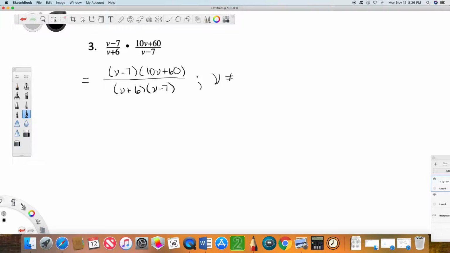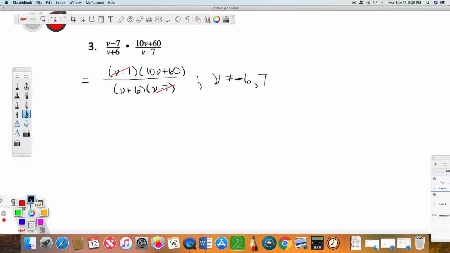and I can easily see what I want my restrictions to be. I know that a -6 plus a +6 would give me 0, and I have to prevent that from happening. So I do not want v to ever equal -6. When I look at this factor, 7 minus 7 would give me 0, and 0 times anything is 0, so I want to prevent v from equaling 7. So those are my two restrictions. Now right away I can see that I have a common factor that cancels. Then I've got v minus 7 and v minus 7, and they cancel.